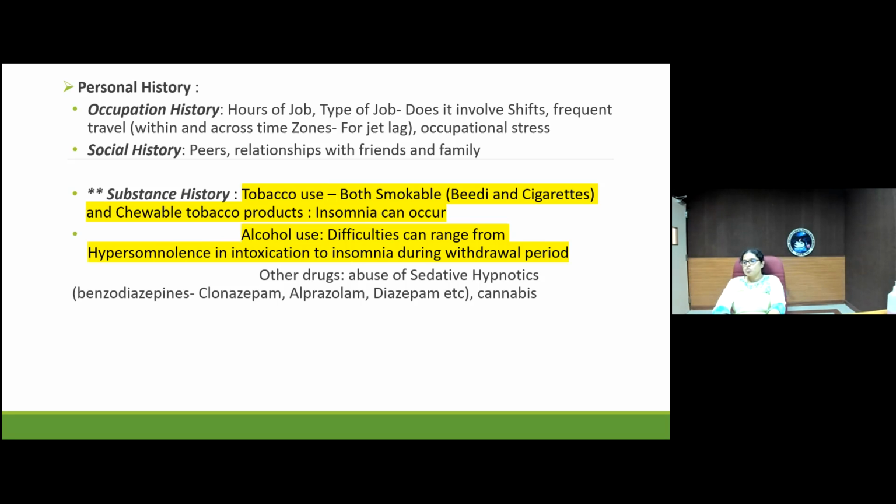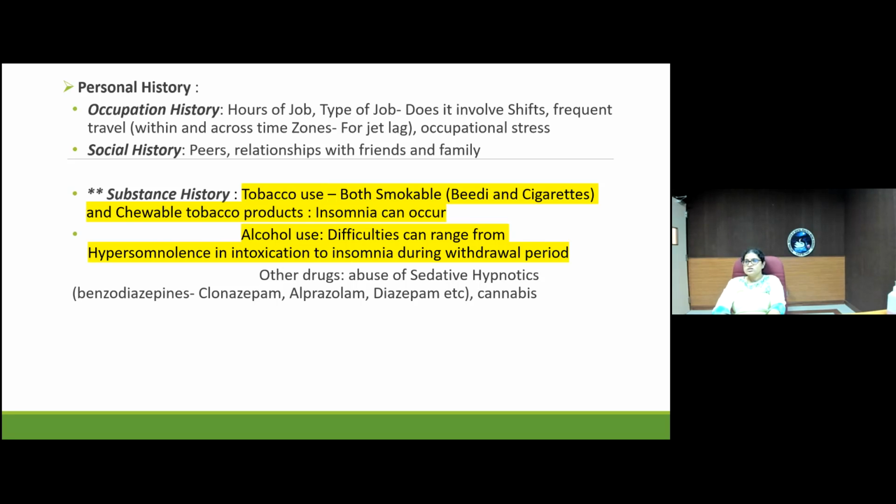Tobacco use can be smokable, in the form of bidis and cigarettes, or chewable tobacco products. In such people, insomnia is known to be seen. Alcohol use disorders, difficulties can range from hypersomnolence due to intoxication to insomnia during the withdrawal period. So both of these have to be asked whether or not the information is offered by the patient.